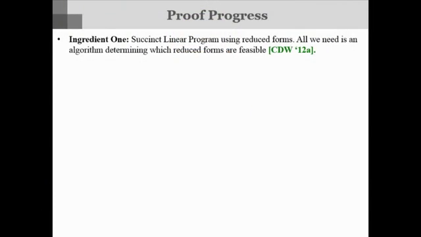Okay, so the first ingredient, we wrote a succinct linear program using the reduced forms. So all we need to do now is find out how to tell if a reduced form is feasible. So that's going to be the next step.